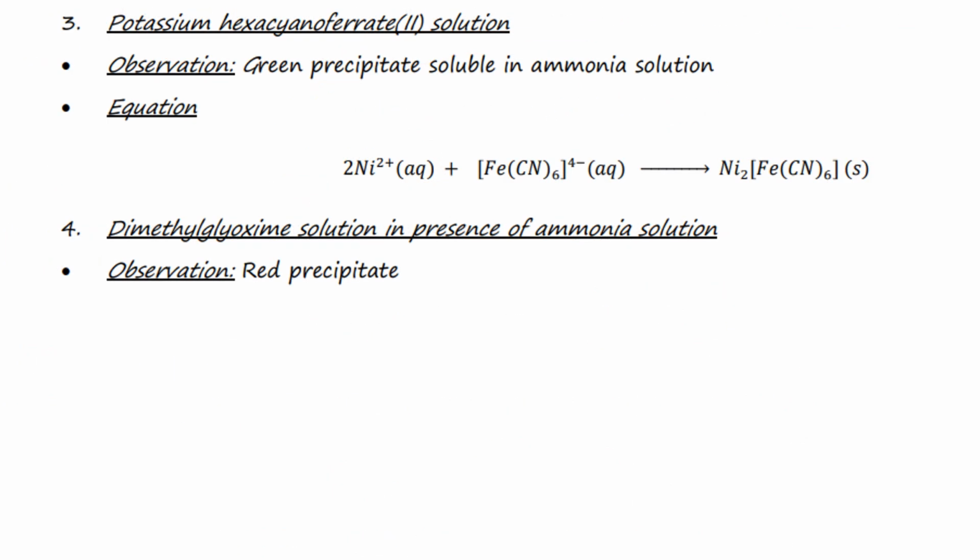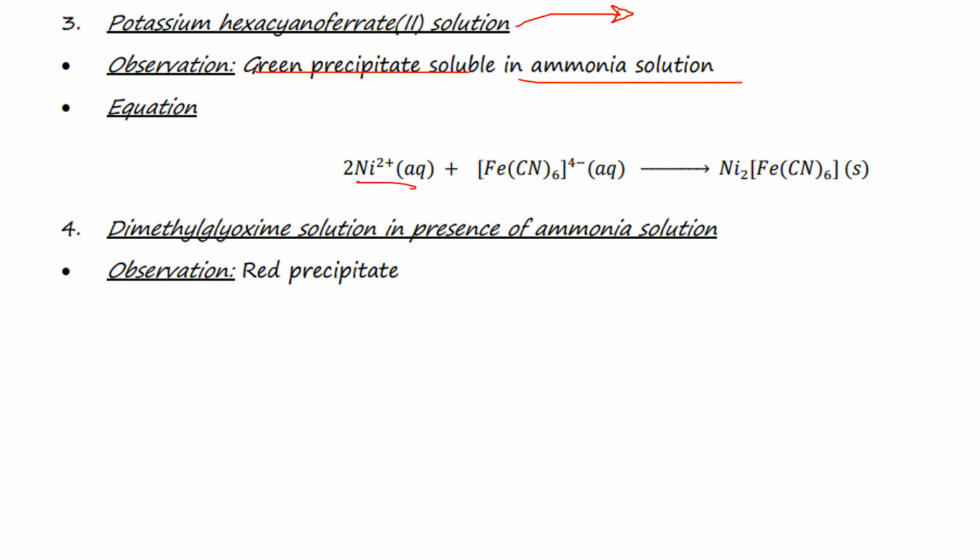Now the other reagent, one of them is going to be potassium hexacyanoferrate 2 solution. Remember that this is the same reagent that confirms presence of iron 3 ions, as a reminder from the previous video. So the observation here is going to be a green precipitate which is soluble in ammonia solution. Remember that any salt of nickel is going to be soluble in ammonia solution. That's what you should put at the back of your mind.